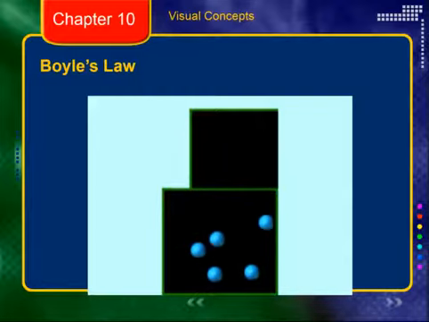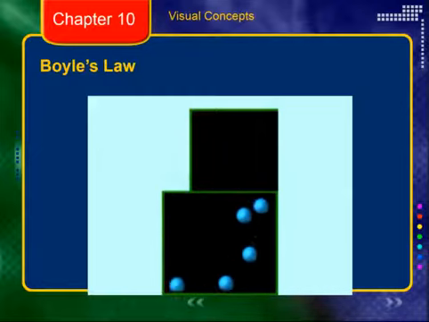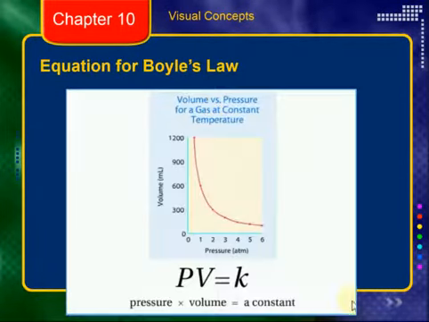Boyle's law states that the volume of a fixed mass of gas varies inversely with pressure at constant temperature. In other words, the smaller the volume, the higher the pressure. The pressure of a gas times its volume is a constant.